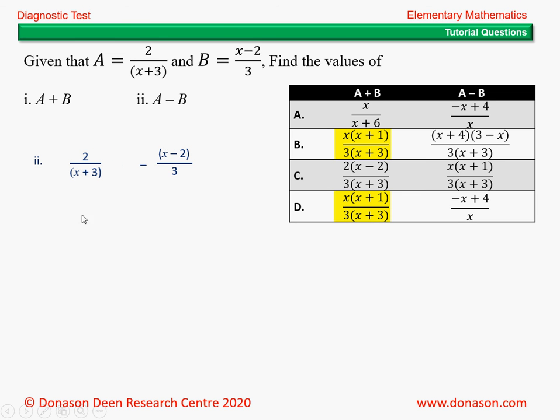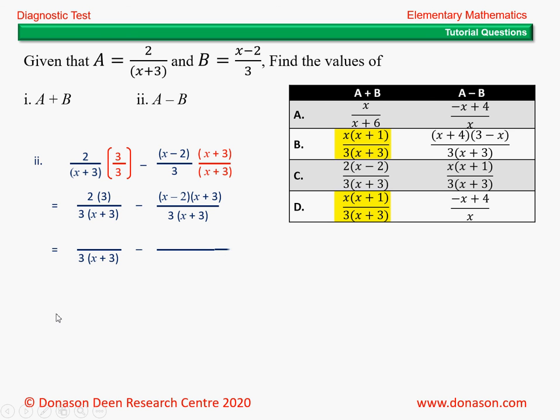So we're going to multiply the first fraction's numerator and denominator with a 3 and a 3. And for the second fraction, we're going to multiply the numerator and denominator with x plus 3 and the x plus 3. So you multiply by the 3 for the numerator, and for this second fraction you multiply the numerator by x plus 3. Then the denominator becomes 3 times x plus 3, and the numerator is simply a 2 times 3. And for the second fraction, 3 times x plus 3 is still the denominator, and the numerator is the multiplication of these two brackets. Okay, so x minus 2 times x plus 3.